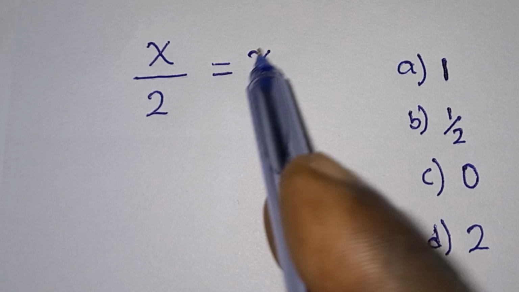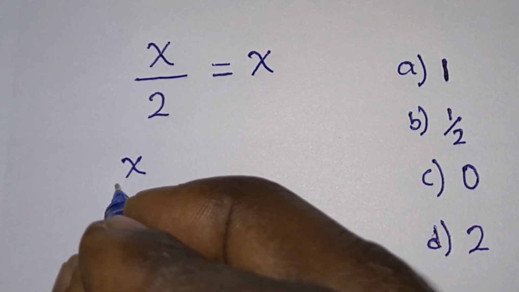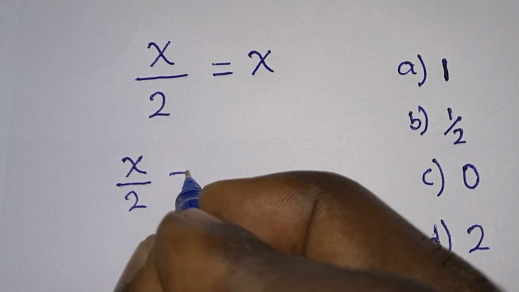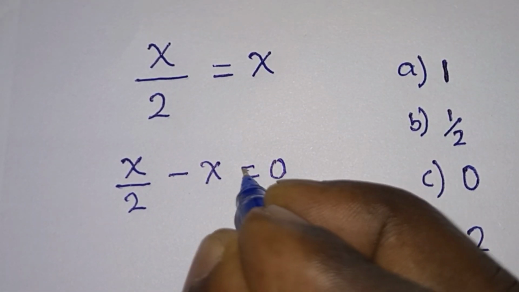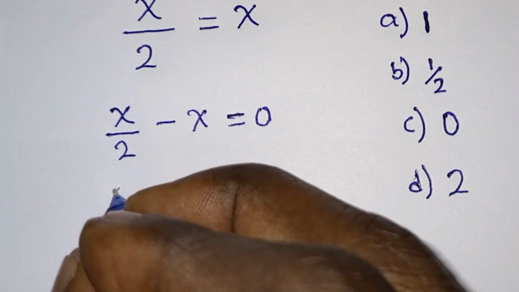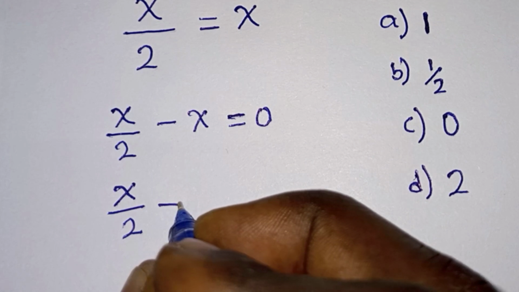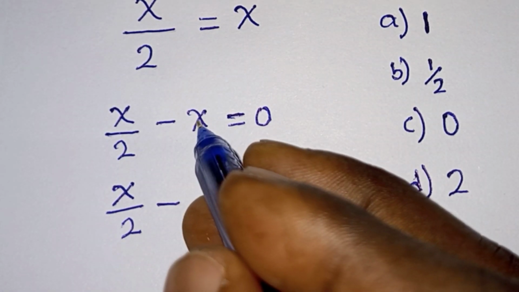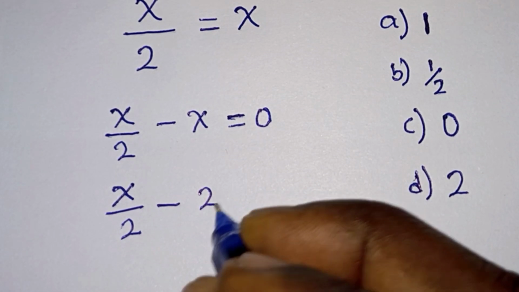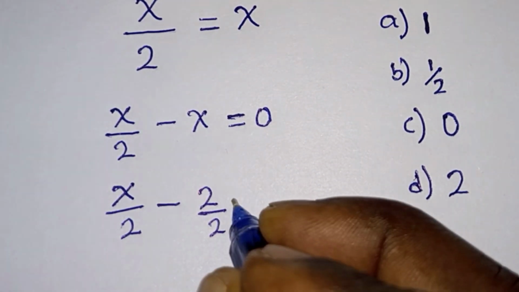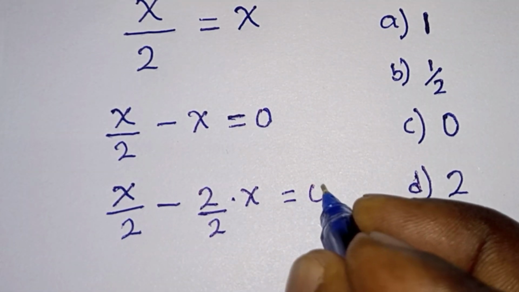First of all, let's transpose this X so that we're gonna get X divided by 2 minus X is equal to 0. And now we have X divided by 2 minus, let's multiply this X by 1. By the 1, we're going to write it as 2 divided by 2, then times X. And this is equal to 0.